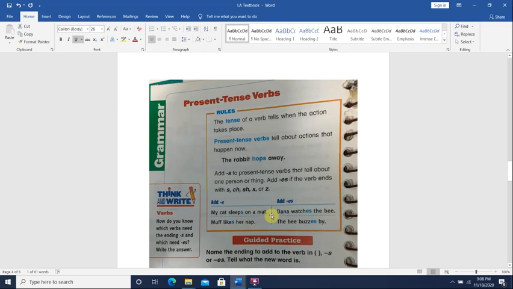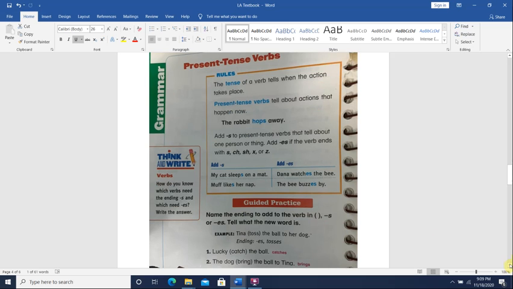Present tense verbs that end with S. My cat sleeps on a mat. Number 2, Muff likes her nap. So we add an S to the verb when the subject is about one person or about one thing. My cat, one cat, we add an S. Muff, maybe it's also a person, we add an S. When the verb ends with S, CH, SH, X, or Z, we add ES. Here, Dad watches the bee. The bee buzzes by. That's why we added ES.